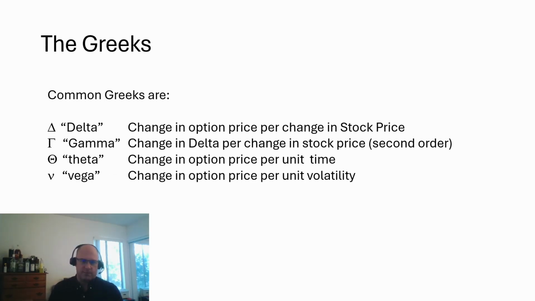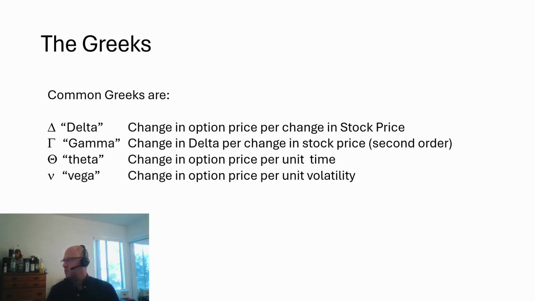They're called Greek specifically because they're designated with Greek letters. The ones I'm going to go over here are delta, gamma, theta, and vega. Vega is not a Greek letter. The Greek letter is nu, but for some reason people call it vega. So the first of these we're going to talk about is delta.